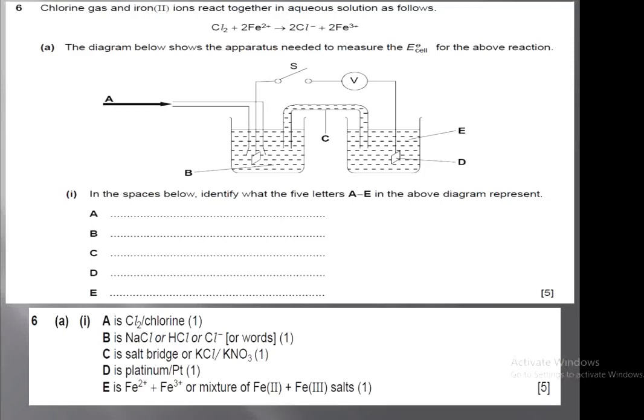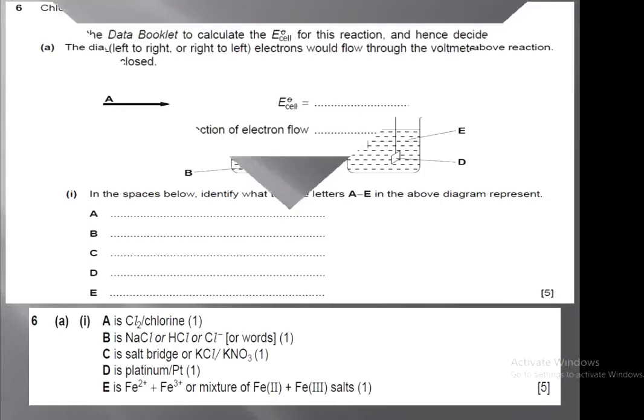For part E, this is a solution of iron 2 positive and iron 3 positive ions at standard conditions, containing 1 mole per dm cube concentration of both ions. The answers to all the parts are given at the bottom of the slide. You can see the answers and refer to them.